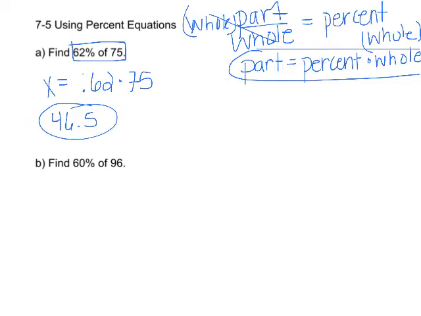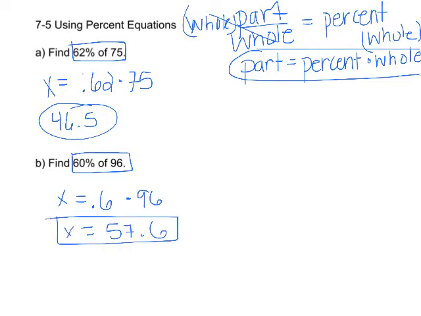Let's take a look at another example. We're going to find whatever 60% of 96 is. So I have 0.6 times 96, and that's going to all be equal to X. And there's my multiplication sentence. So 60% of 96 is 57.6. So X equals 57.6.